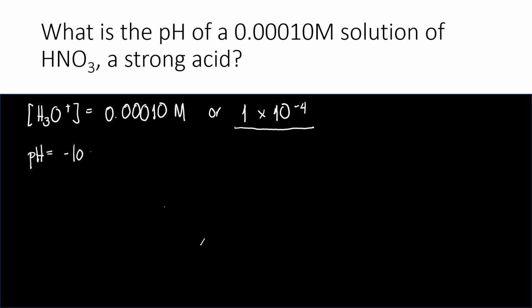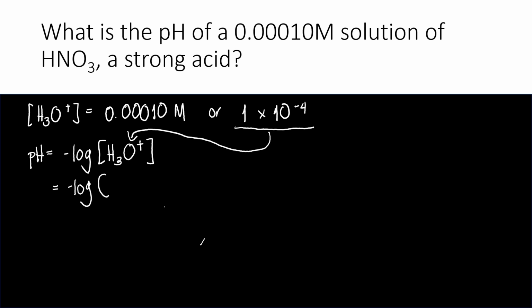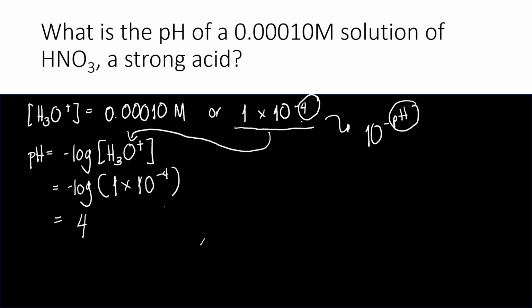pH is equal to negative log the hydronium ion concentration. So you already have the hydronium ion concentration. So you will put negative log of 1 times 10 raised to negative 4, and this will give you 4. Or if we use our trend a while ago, you will see that the pH, 10 raised to negative pH, the pH is already here, 4.